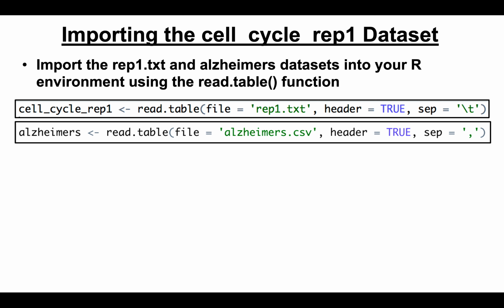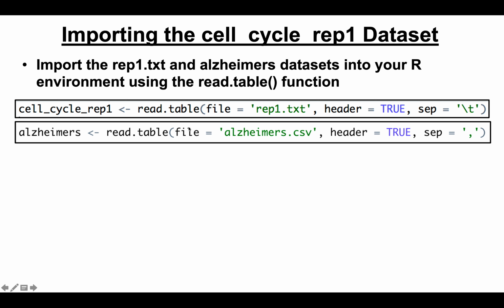And now that we're getting more comfortable running functions, I wanted to mention that you can import data in a couple of different ways. So I've actually got another typo here that I'm realizing. Oh no, I don't. Okay, sorry. So I take that back. So here we're just going to be reading in cell cycle rep1, which is the rep1.txt file, and Alzheimer's using read.table, right? So we'll get to what I was thinking of in a minute.